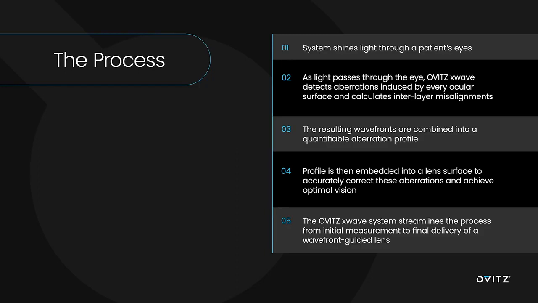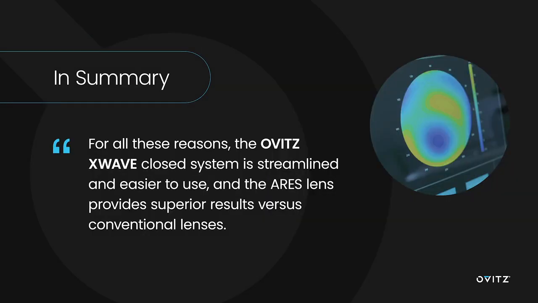Unlike other commercially available aberrometers, the Ovitz xwave takes additional data and parameters required for an effective and repeatable higher-order aberrations lens. The Ovitz ARES lens takes advantage of this custom design, while other lenses rely on a raw measurement. This process yields a better and more consistent outcome. For all these reasons, the Ovitz xwave closed system is streamlined and easier to use, and the ARES lens provides superior results versus conventional lenses.